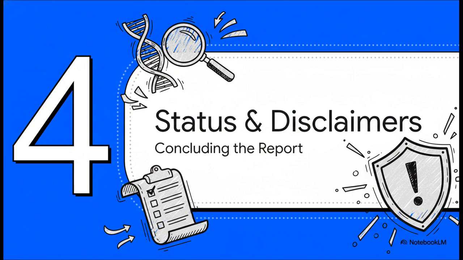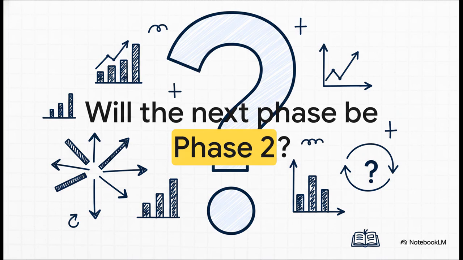And that brings us right up to the present moment for this documented case study. So let's wrap this up with the current status of the analysis and those important disclaimers. The documentation for this cycle pretty much ends on a cliffhanger. It leaves us with this open question: will the next phase be phase 2? The report simply says, we are navigating the market to see what happens next. And as of right now, that's where the public record of this analysis stands.